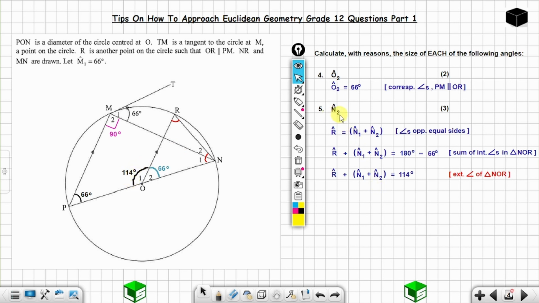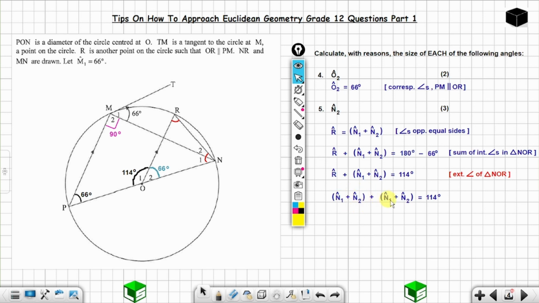Okay, we are looking for N2. You know that R is equal to this, so we can replace R with this. Okay, so R is equal to this. This is R plus this. We replace R with this because we are trying to find N2. Okay, so this is equal to 114 degrees.